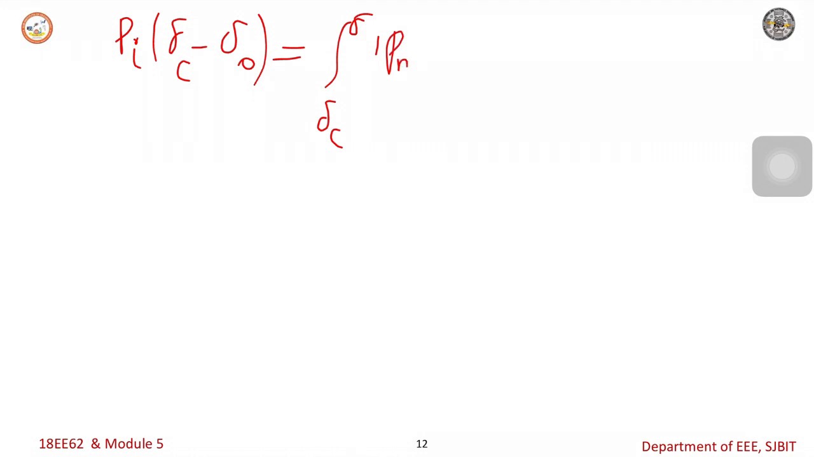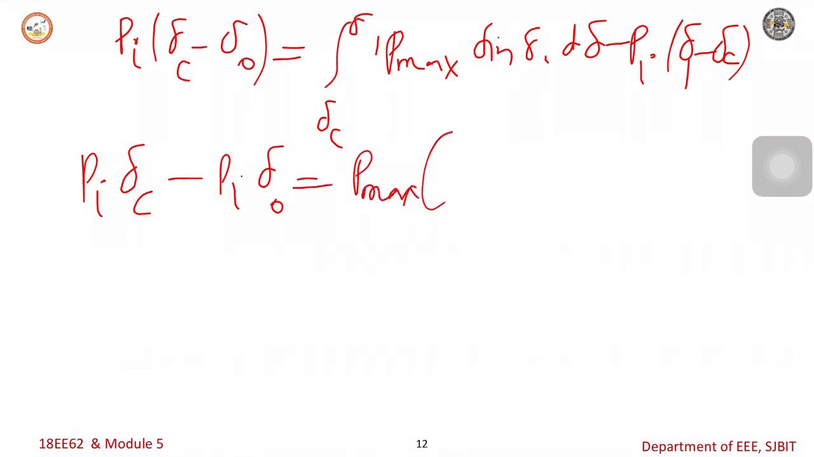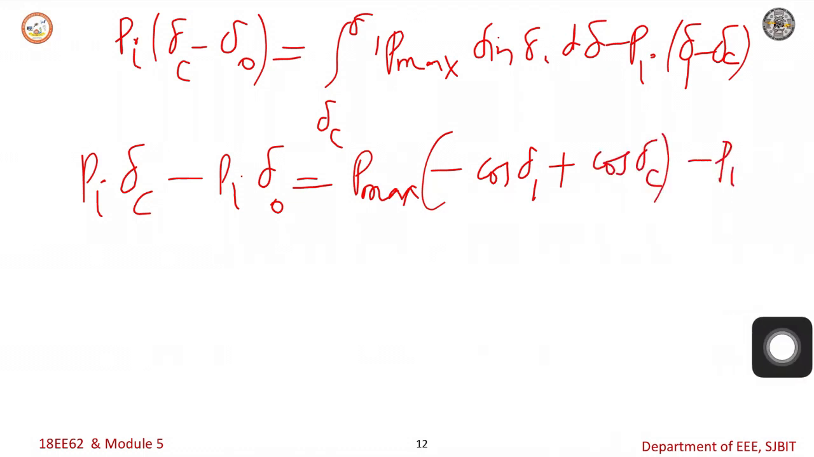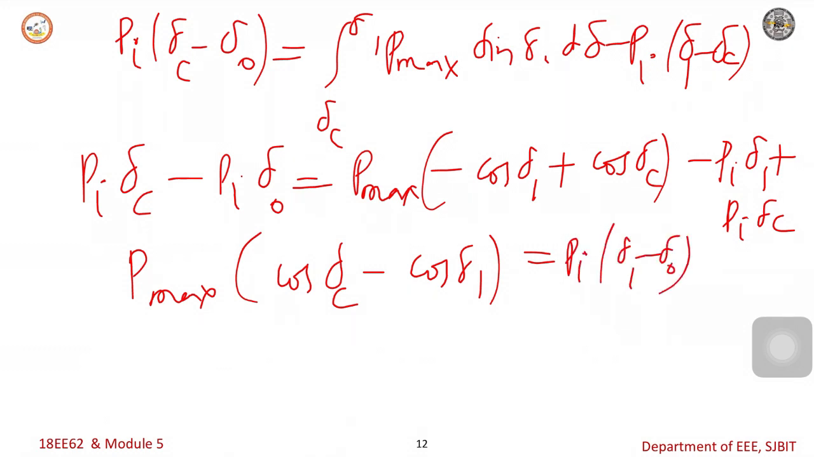Pm (delta C minus delta naught) is equal to the integration from delta C to delta 1 of P max sin delta d delta minus Pm (delta 1 minus delta C). Here, Pm delta C minus Pm delta naught is equal to P max (minus cos delta 1 plus cos delta C) minus Pm delta 1 plus Pm delta C. This can be written as P max (cos delta C minus cos delta 1) is equal to Pm (delta 1 minus delta naught). Here, Pm is P max sin delta naught.